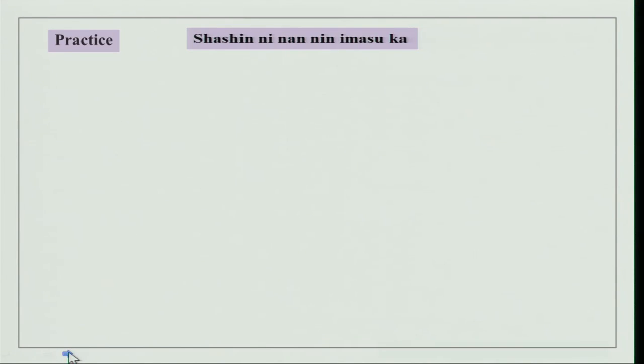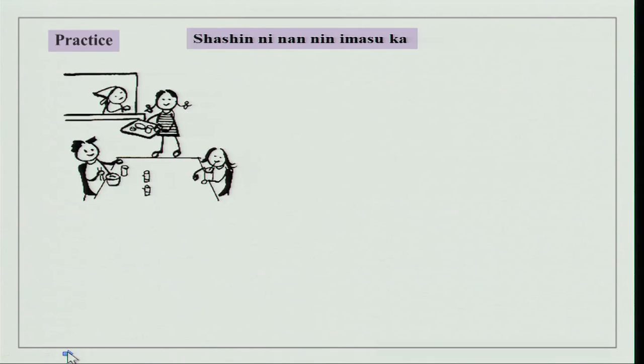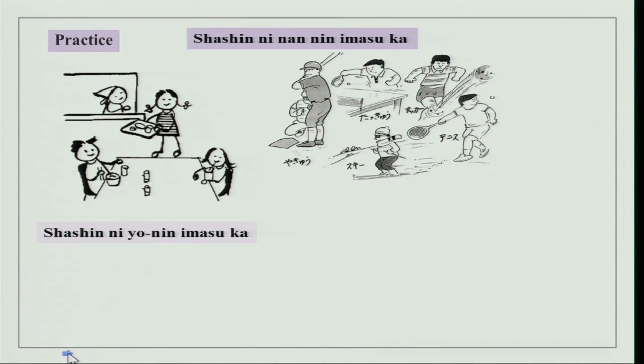You can practice more of this. Shashin ni nan nin imasu ka? So, we have a shashin for you. Nan nin imasu ka? Minasan, dozo. Let us see. Shashin ni yonin imasu. Once again, nan nin imasu ka? Or, shashin ni gonin imasu ka? What is the answer? Do we have five people here?